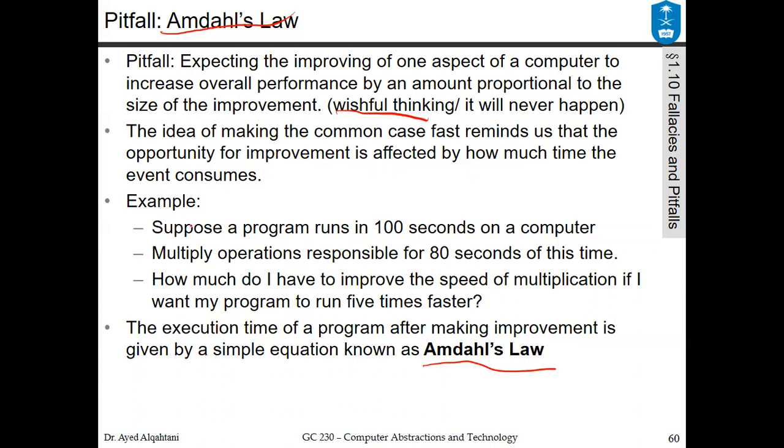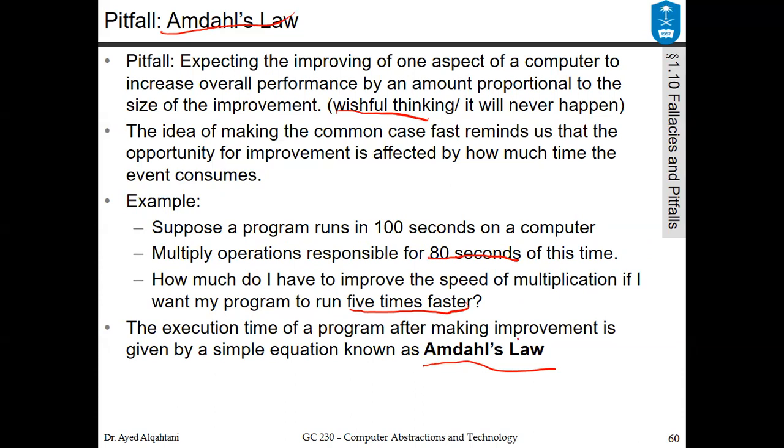Here is an example. Suppose a program runs 100 seconds on a computer. It has multiply operation that is responsible for 80 seconds of those 100 seconds. If you were asked, how much do I have to improve the speed of the multiplication if I want my program to run 5 times faster? Here's the wishful thinking here. Is that possible that you run 5 times faster?